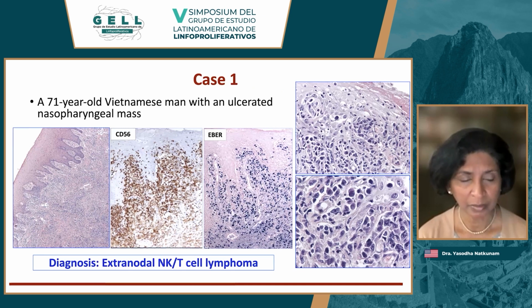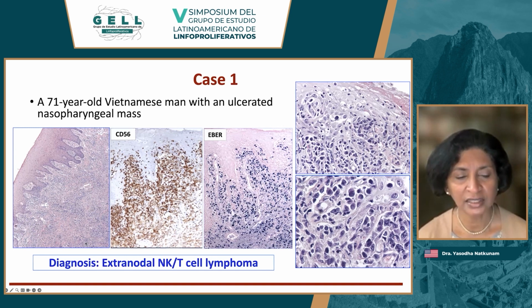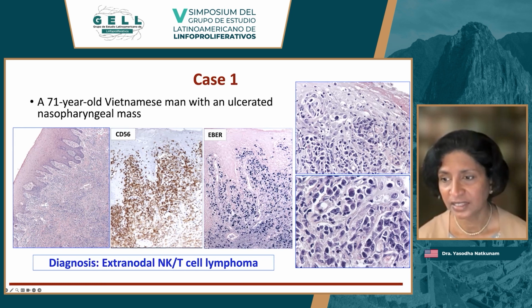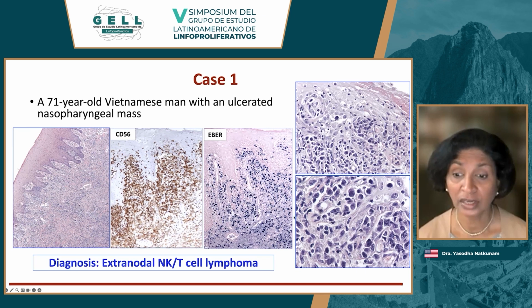Okay, let us now look at some cases. This is a typical case of an extranodal NK/T-cell lymphoma. It occurs in a 71-year-old Vietnamese man with an ulcerated nasopharyngeal mass. Again, here you can see the pseudoepitheliomatous hyperplasia overlying this rather polymorphous looking infiltrate. It is uniformly and diffusely CD56 positive, and almost every cell here is positive for EBV. You can appreciate the cells and the pleomorphism here of this lymphoma. It is also associated with necrosis, as you can see in these pictures.